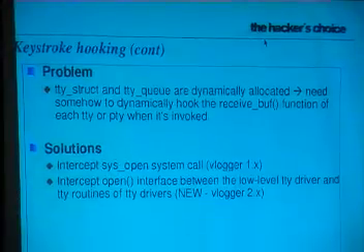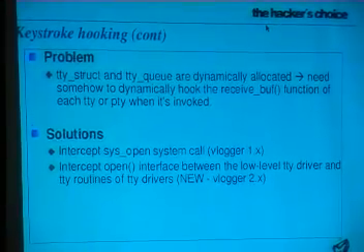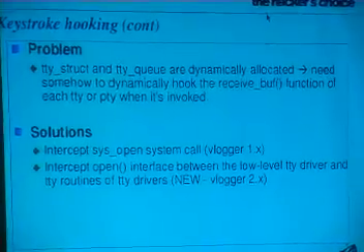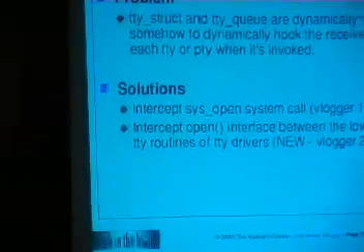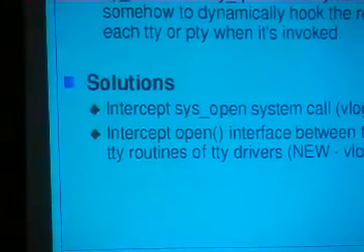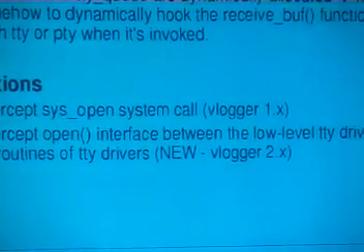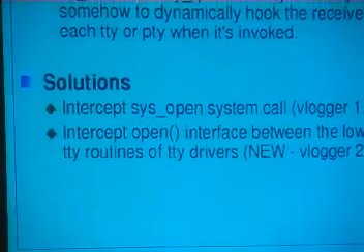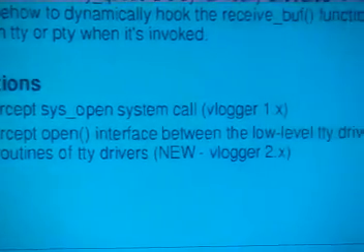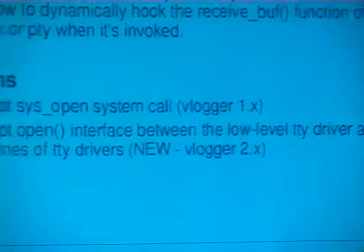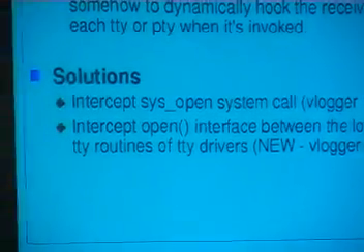So there are some solutions for this problem. In my first video class, I showed the way to intercept the sys_open system call. So our own sys_open will be called whenever the user opens something, and if we check it is a TTY device, we just point the receiver of that TTY device to our own receiver. But this one is also easy to detect and can be disabled completely.